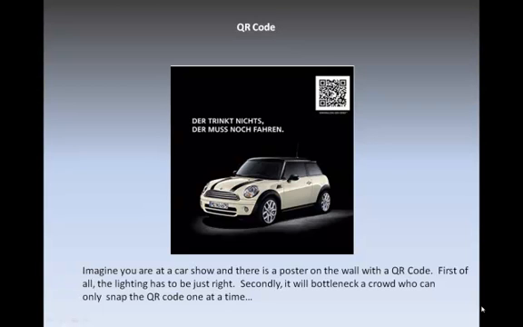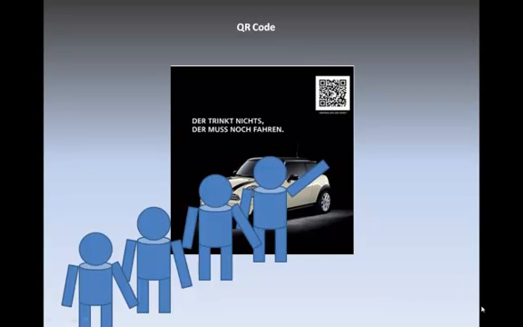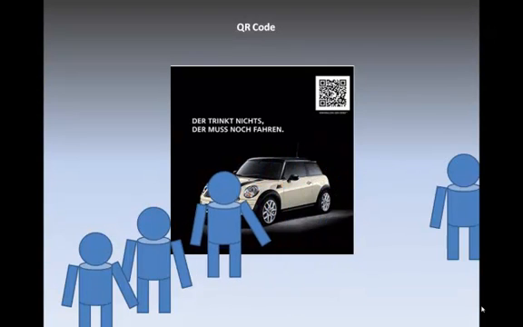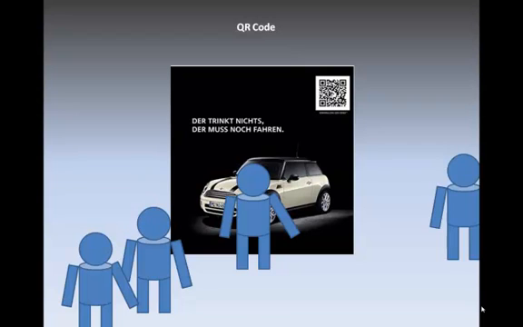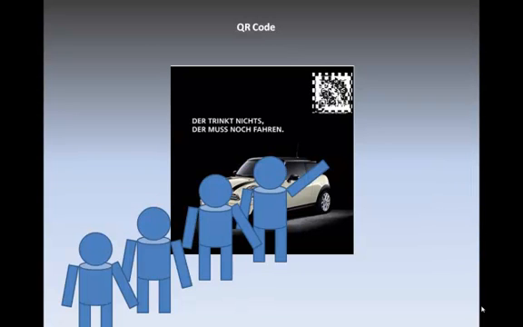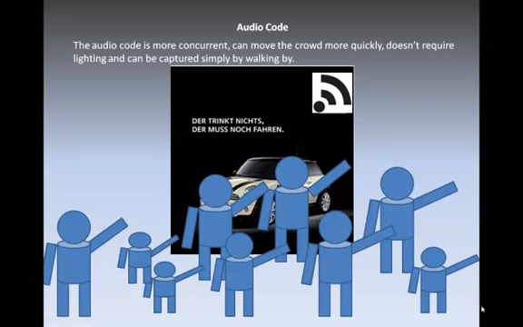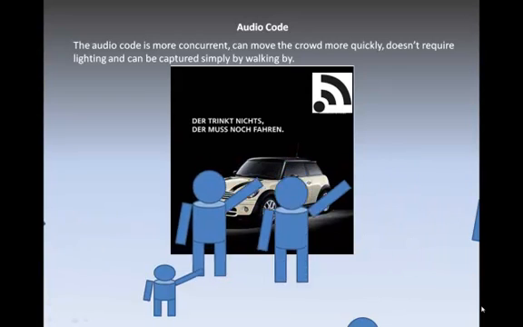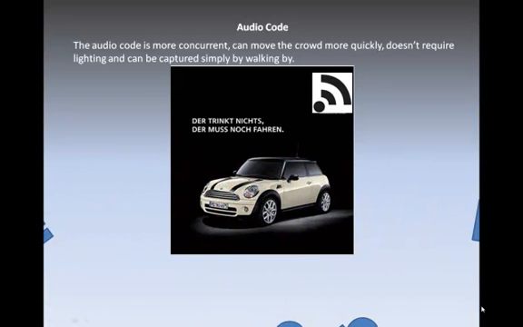First of all, the lighting has to be just right, and secondly, it will bottleneck a crowd who can only snap the QR code one at a time. So you've got individuals lined up, causing a bit of a bottleneck, one by one, right? When you have an audio barcode transmitting a sound over the air, all of a sudden you can communicate with multiple people simultaneously, and the crowd can disperse more quickly. And they can capture the sound as they're walking.